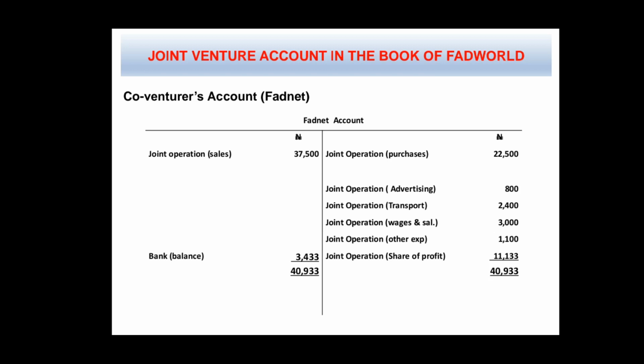So when the books are not being separated, which means each of the venturers will prepare a joint ventures account and a co-venturer's account. So in this case, this is Fadward preparing the account. If it is Fadnet that is preparing the account, the joint ventures account will be the same, while the co-venturer's account that will be prepared will be Fadnet preparing Fadward's account, which means all the entries of Fadward are what will be treated under that account. So just like I said, in the next lesson, we will be looking at the other side.